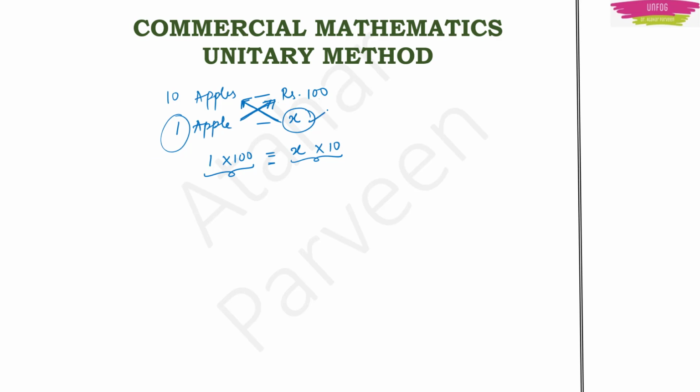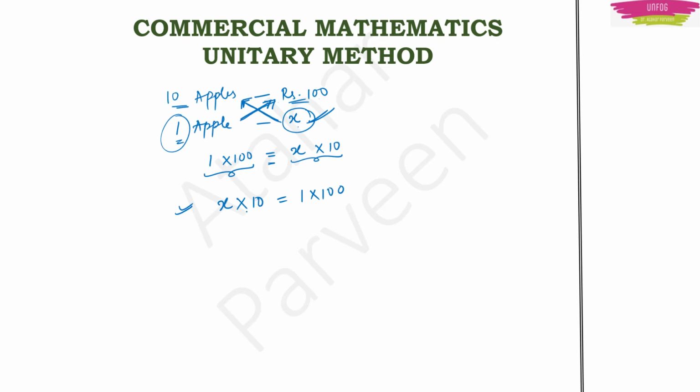See here I have x, right? So I will have to multiply x with 10. That I will write first: x into 10. Then the other two numbers which I will multiply, that I will put on the right hand side: 1 into 100. With this, first thing is we will save our time, and second thing is that we can directly calculate x.